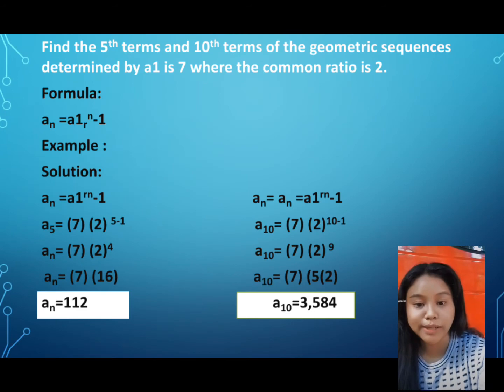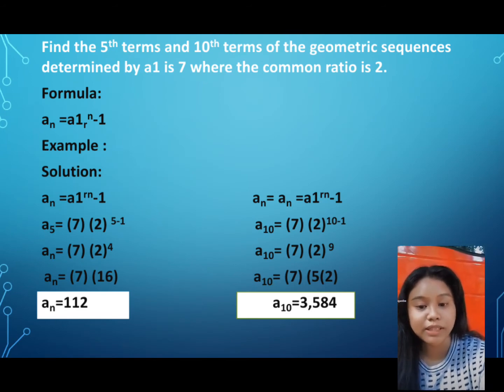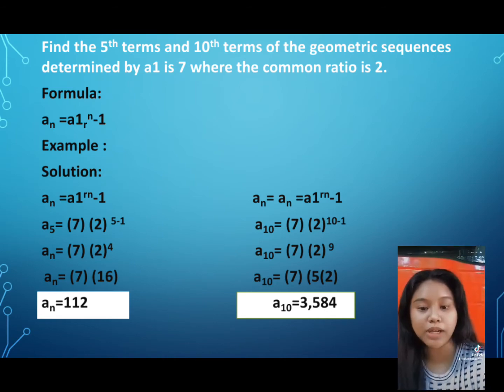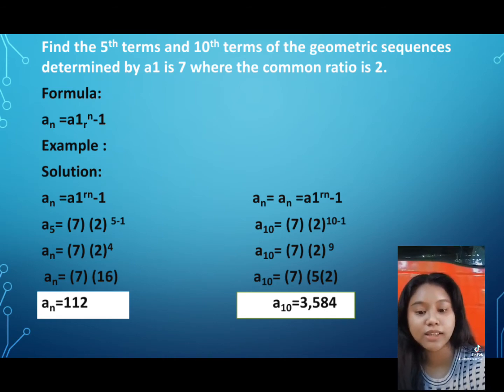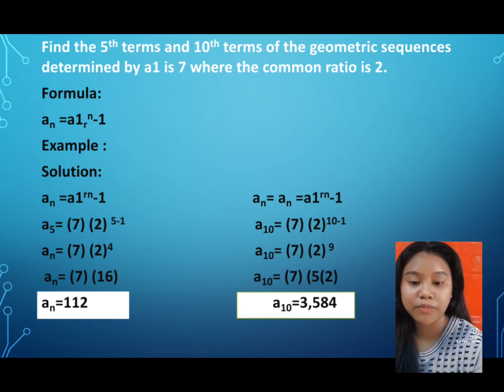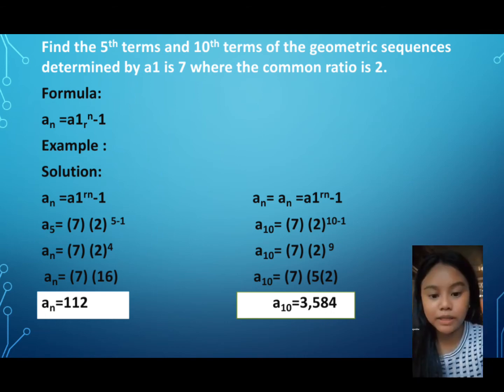And now we need to find the fifth term and 10th term of a geometric sequence determined by a sub 1 is 7 and the common ratio is 2. So we need to use the formula a sub n is equal to a sub 1 multiplied by r raised to the power of n minus 1.